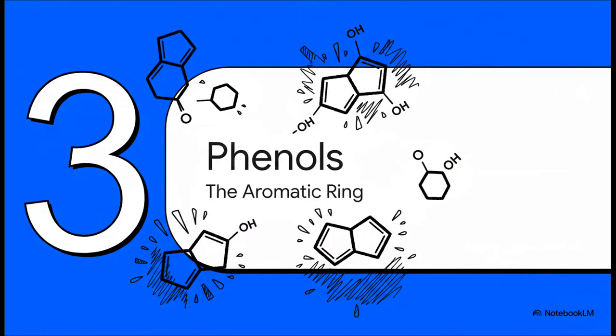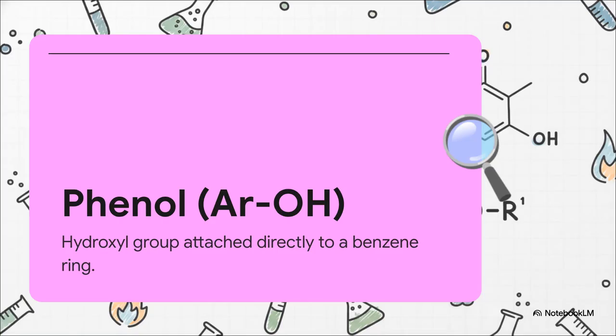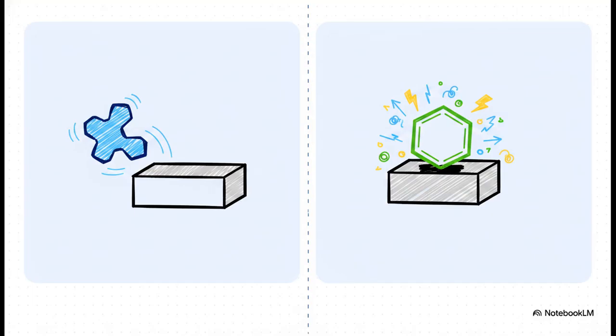All right, Section 3, phenols, the aromatic ring. While standard alcohols stick their OH group onto a regular carbon chain, phenols completely change the game. Your memory trick here is OH directly on benzene. That aromatic ROH structure is a huge deal because the oxygen is interacting directly with that ring. And what's absolutely fascinating is how this slight structural shift totally rewrites their chemical behavior.